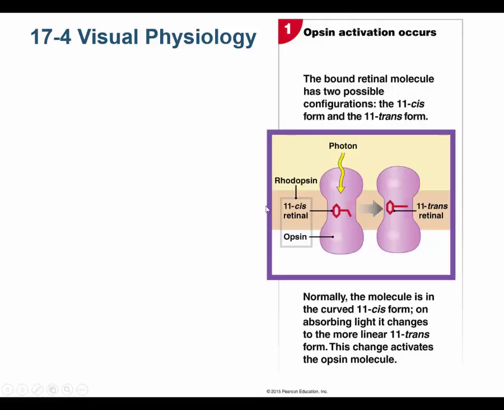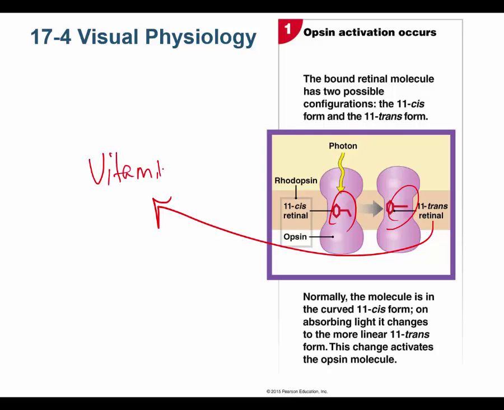All right, so this is actually not the answer to the rhetorical question I just asked. This is just looking at the details of what we just talked about. A photon of light causes 11 cis to become 11 trans retinal. Remember, retinal is a vitamin A derivative. This is why your mother told you carrots were good for your eyes. You have to eat vitamin A to make this 11 cis retinal. That's why you need vitamin A in your diet. Okay?